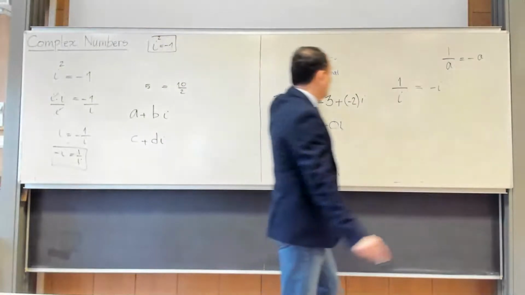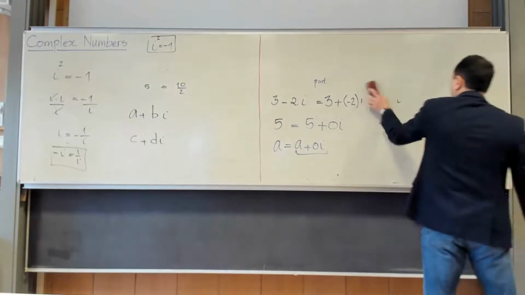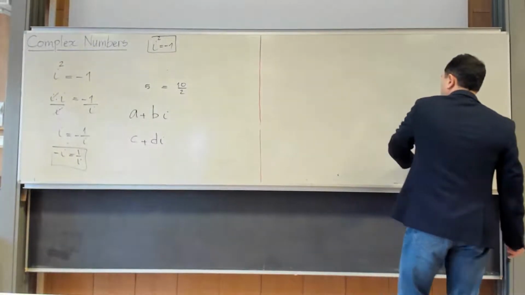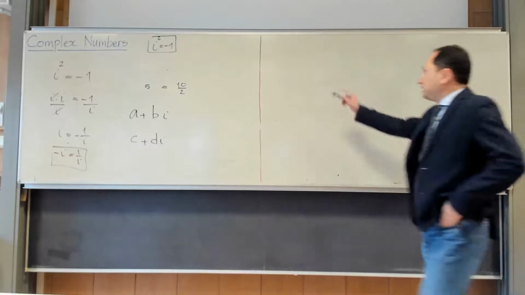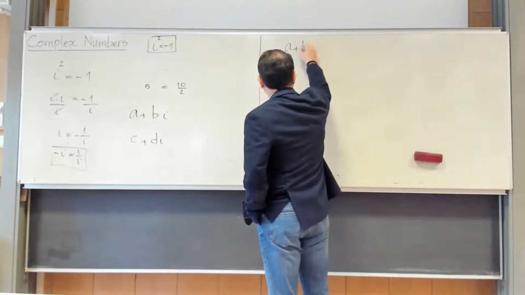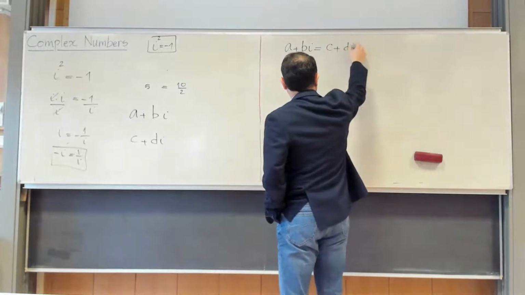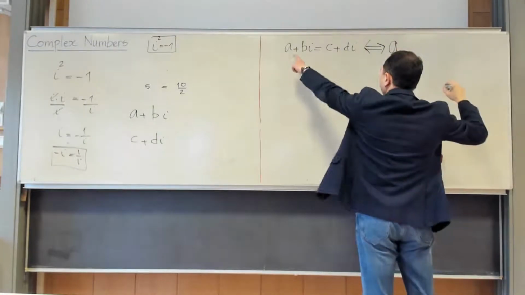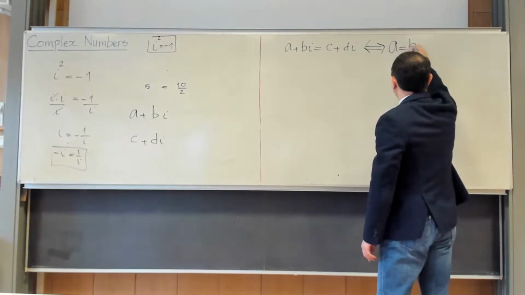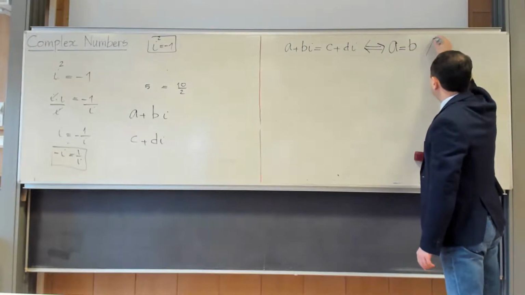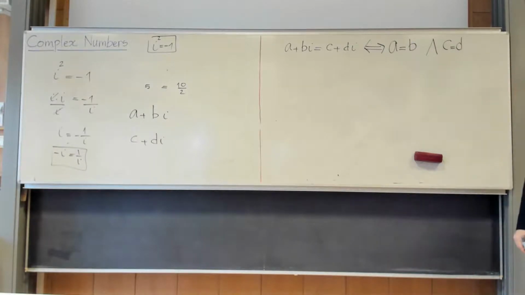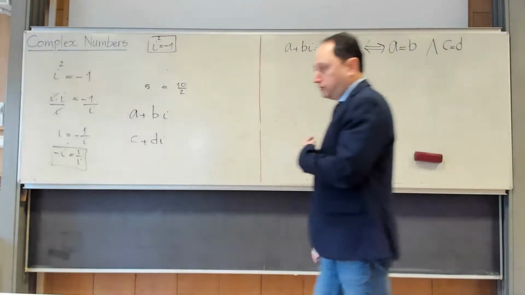That is the definition. We say that two complex numbers are equal if and only if the real parts are the same and the imaginary parts are the same. So please write it down somewhere. We say that A plus Bi is equal to C plus Di if and only if, this is the definition, the real part of the left-hand side is equal to the real part of the right-hand side, and this is the symbol for and, the imaginary part of the left-hand side is equal to the imaginary part of the right-hand side. So this is the definition of two complex numbers to be equal.